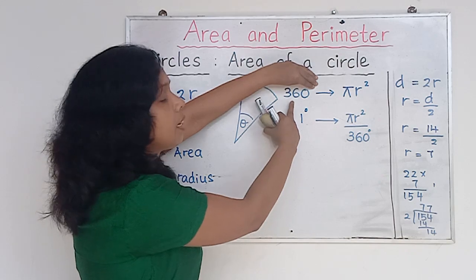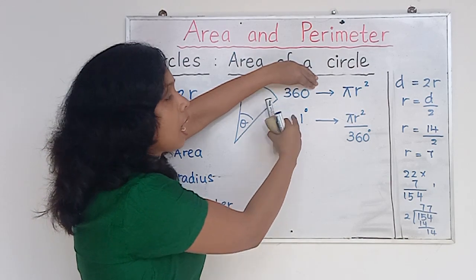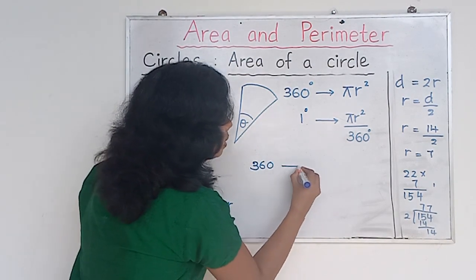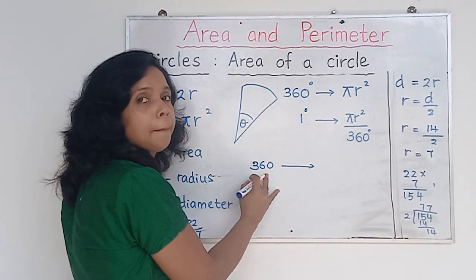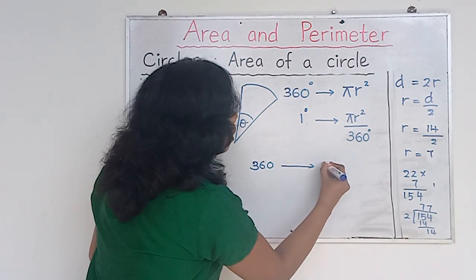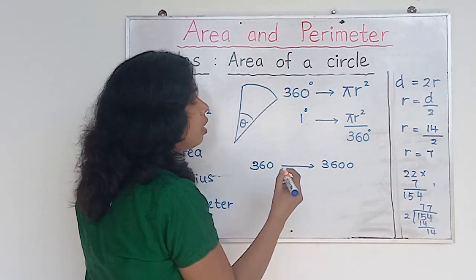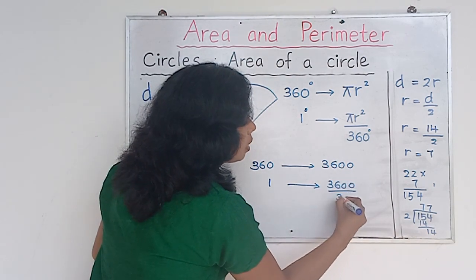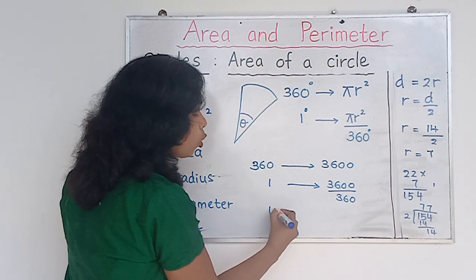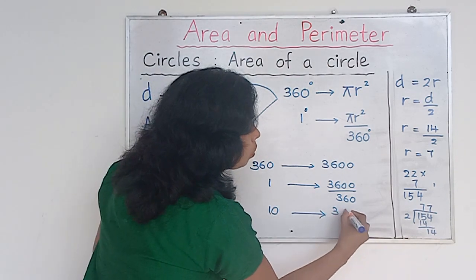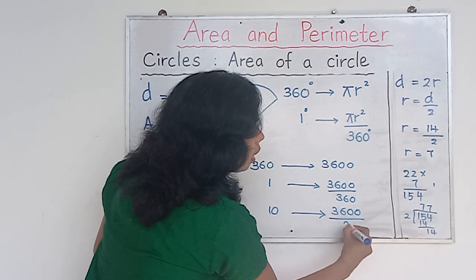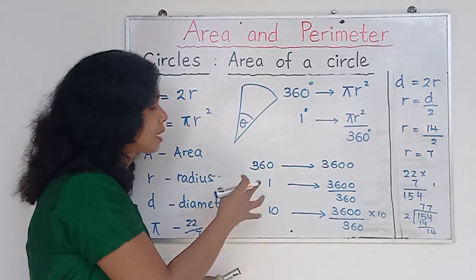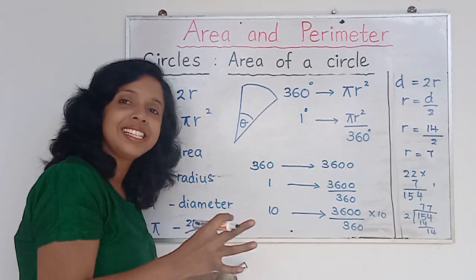Let's say 360 pens, can you remember? We have done this in small ages. 360 mangoes are 3600, and one mango is 3600 divided by 360, and I want to buy 10. Then how can I do? 3600 divided by 360 multiplied by 10. Can you remember the example we have done in our early ages, right?